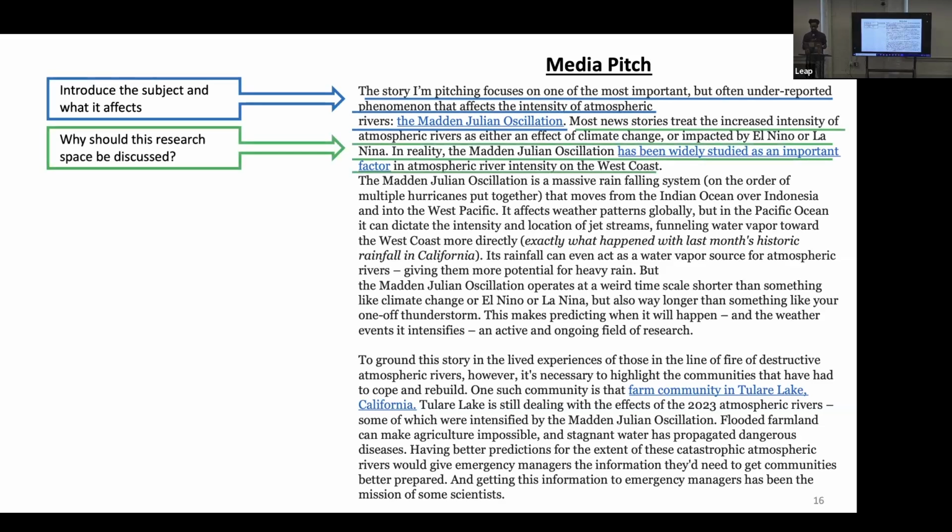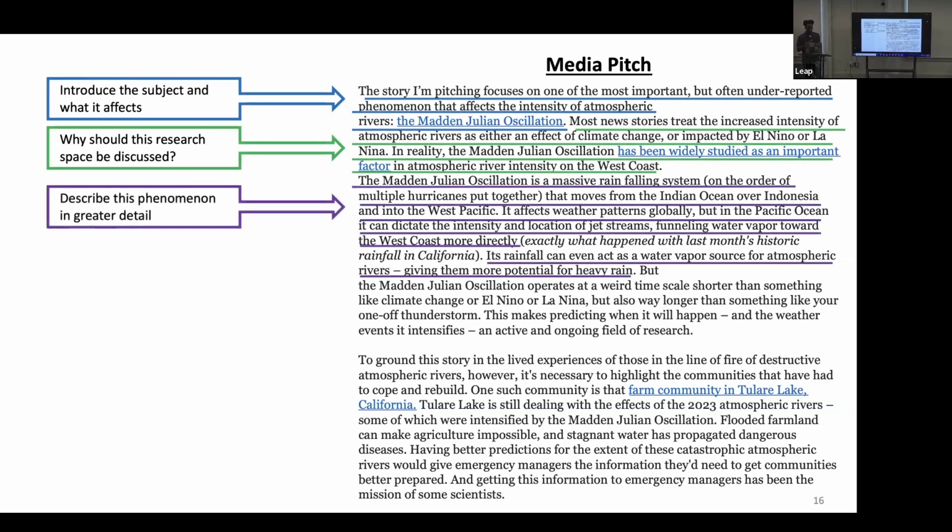Then it's like, why is this important, right? Why is it different? In this space, a lot of researchers look at this from the El Niño angle. They do other things to look at atmospheric river intensity. The MJO, I think, is often not talked about in the media. So that's something you want to think about too. Now they're like, okay, I know this thing is new, I know this thing has meaning to it. And you're like, okay, here's the description. They don't know what this is, right? So now you say, here's what this thing is, here's how it operates, here's what makes it meaningful.